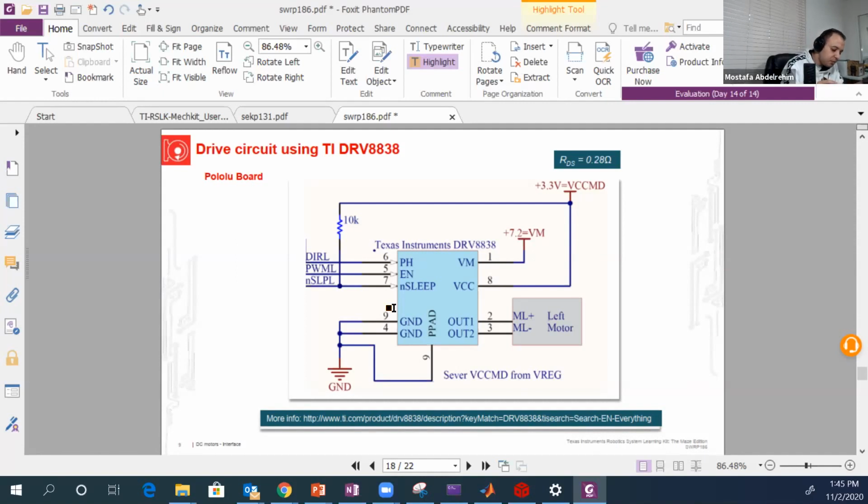Okay, so this is the chip that you have on the board. I don't know why it's not working.